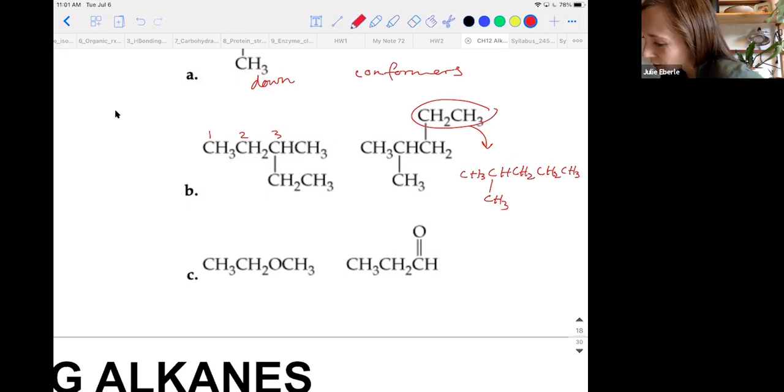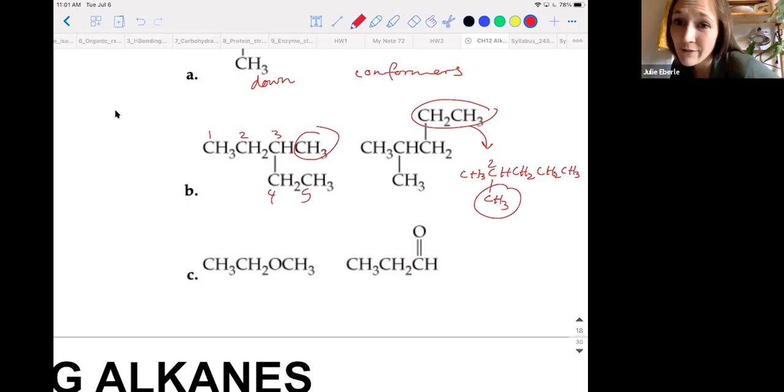You could also say I've got 1, 2, 3, 4, 5 in my straight chain, and then a methyl group branched off carbon 3. But here the methyl group, the CH3 group, is branched off carbon 2. That might be confusing. We haven't learned how to name things yet, but these are definitely isomers, because no matter how you bend or rotate it, you don't get the exact same spatial arrangement. Okay, does that make sense? So that's why these are isomers.